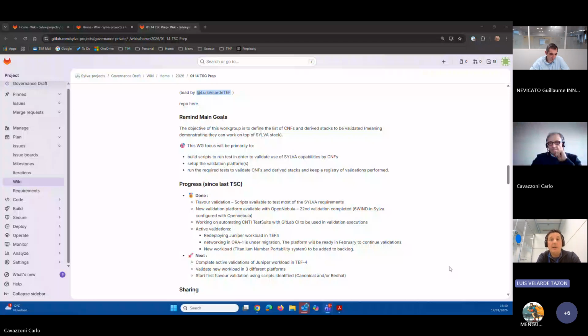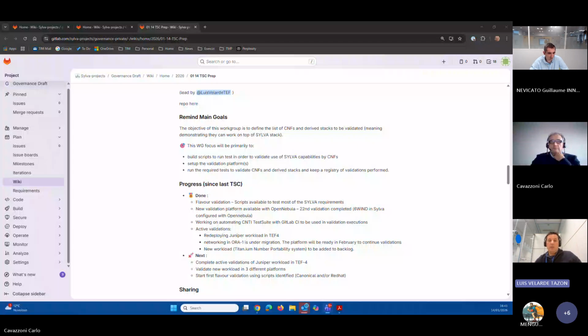Another progress lately is that we have a new validation platform, the one with OpenNebula. So we now have a Sylva configuration where we can have OpenNebula as the virtualization part, either over bare metal or Kubernetes or RKE. And in order to do this, of course, we validated the 6WIND VSL from Sylva that we use, because it's just one Helm chart and it's easy to validate, very cloud native. So we have that validation completed already, which is another progress.